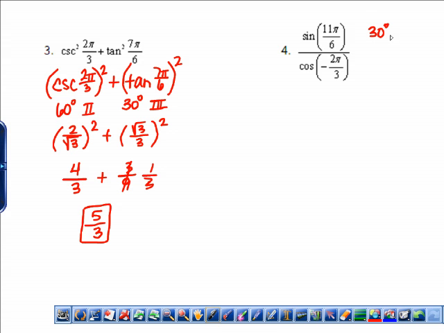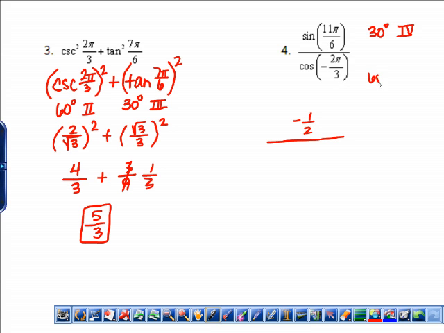And what quadrant is 11 pi over 6? This should be getting easier for you. It's in quadrant 4, which means that we're going to have a negative. All right, sine of 30 is 1/2, but in the fourth quadrant, we have a negative 1/2. Okay, and I'm going to put a big division just to distinguish between the fraction and the division. All right. Cosine of negative 2 pi over 3.